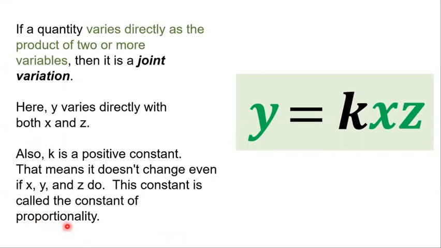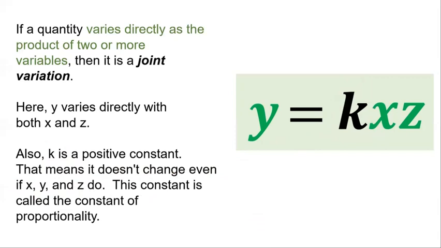Tandaan, sa variation, importante ang value ng k kasi ito ang value na hindi nagbabago kahit na ang values ng x, y, at z ay paiba-iba. Ang representation ng joint variation in terms of tables, graphs, at equation ay pareho lang din sa direct variation.